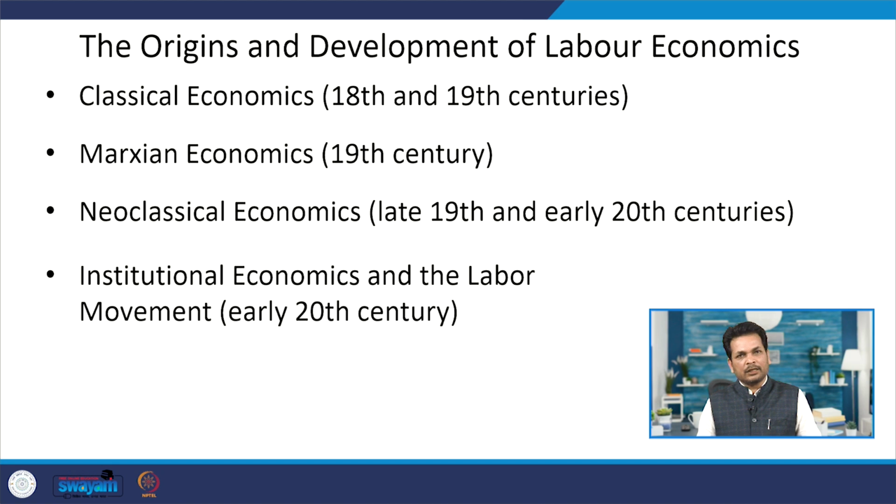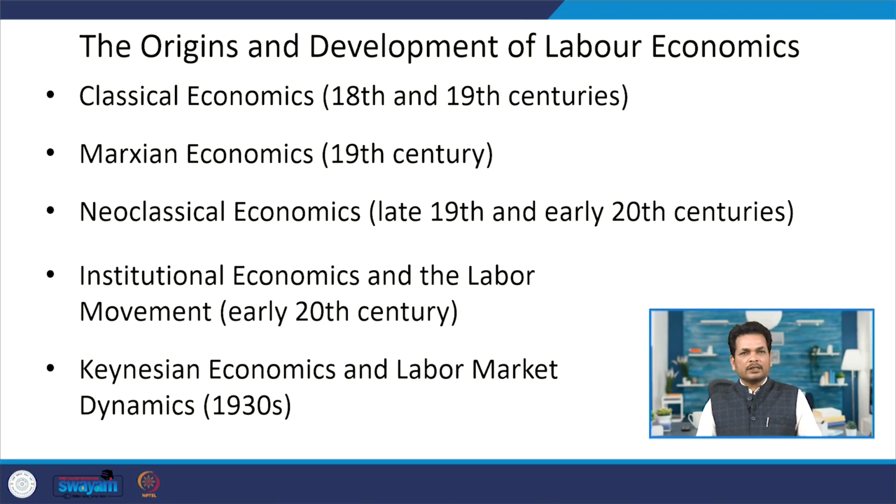Further, institutional economics evolved in the early 20th century, and during this period we have also seen some labor movements. John R. Commons, a key figure in institutional economics, studied the role of institutions and collective bargaining in shaping the labor markets. His work emphasized the importance of understanding social and institutional factors in labor economics. In the early 20th century, we have seen the rise of labor unions and movements advocating for workers' rights. This period marked the recognition of collective bargaining as a significant force in shaping labor market outcomes.